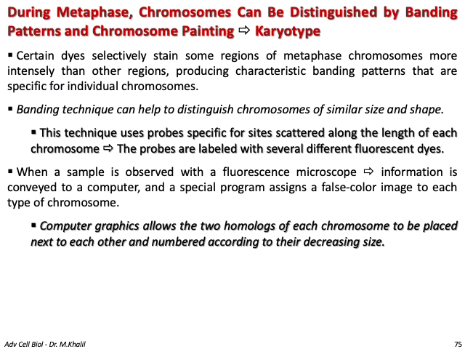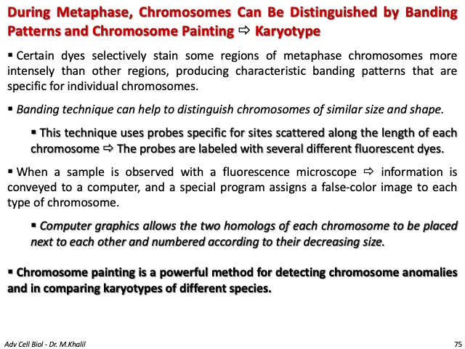When a sample is observed with a fluorescent microscope, information is conveyed into a computer using a special program that assigns false color to the image and colorizes the chromosomes. These computer graphics allow the two homologs of each chromosome to be placed next to each other and numbered according to their decreasing length. This chromosome painting technique is a powerful method for detecting chromosomal anomalies and for comparing karyotypes of different species.